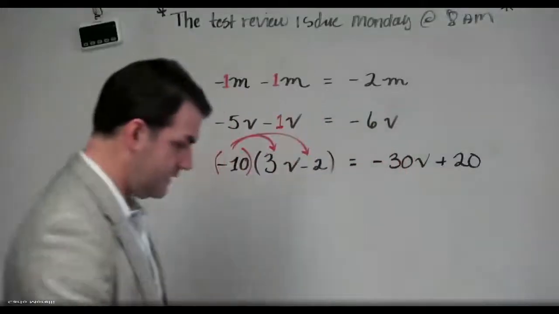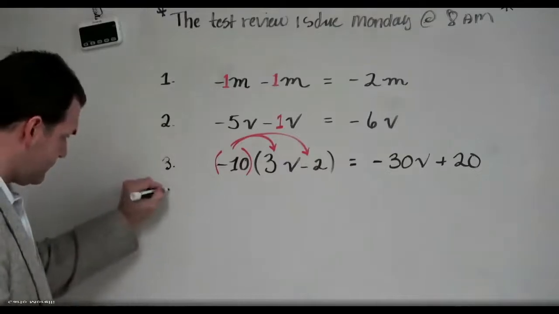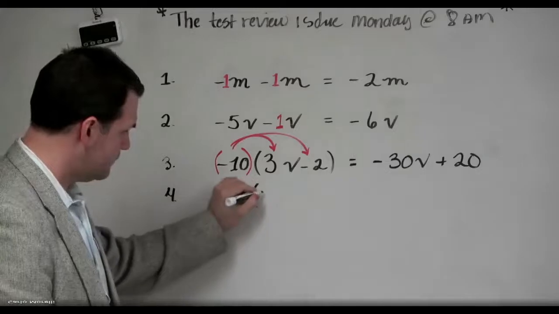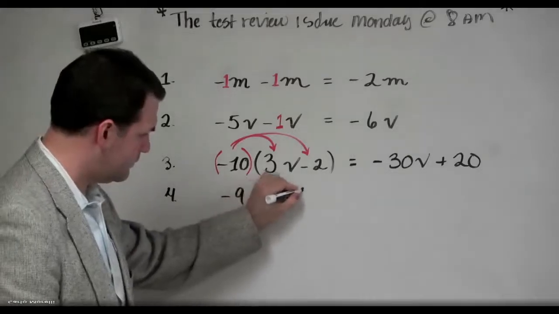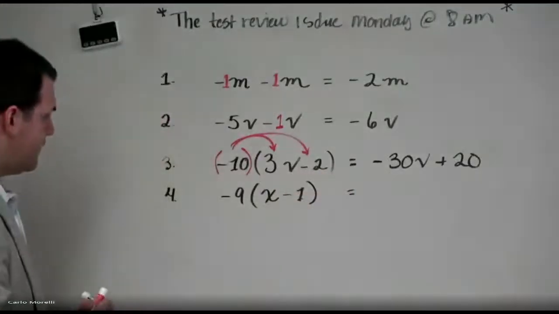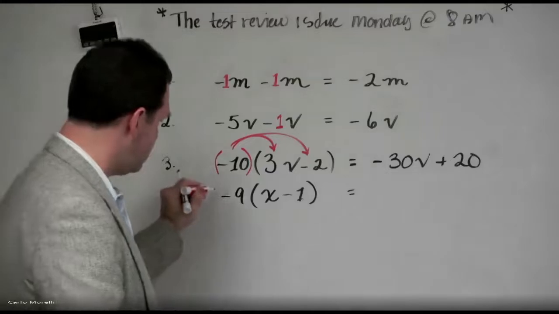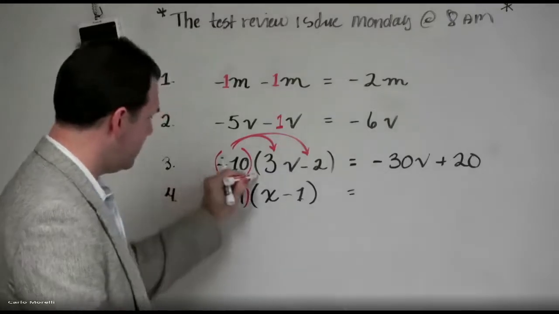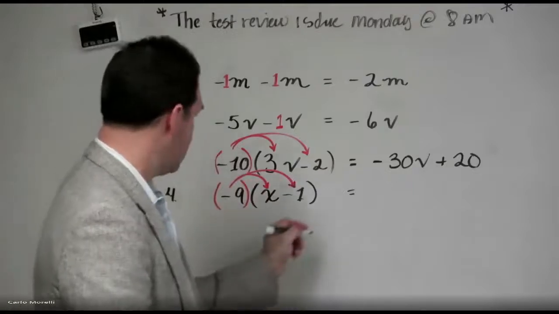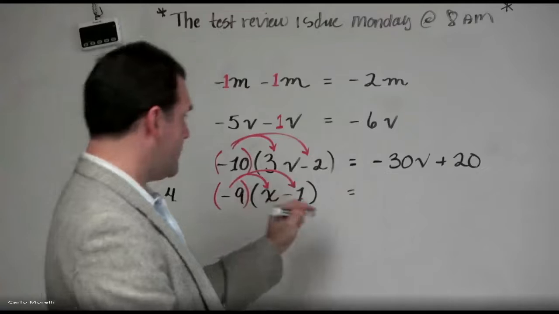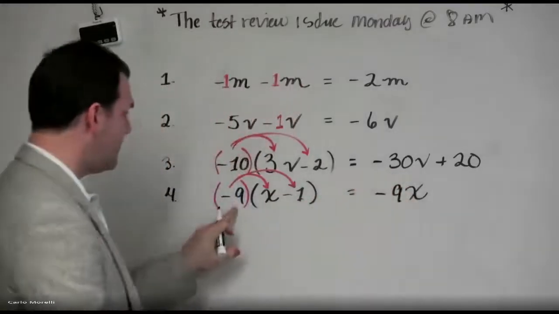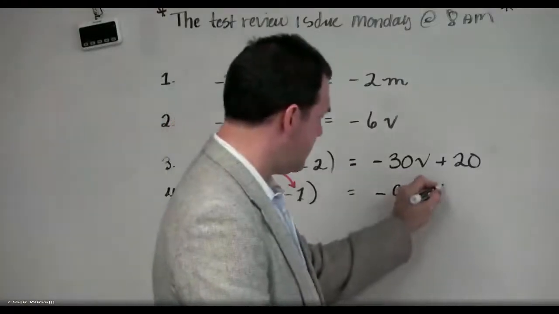Okay, negative 9, open parentheses, x minus 1. Once again, we're going to distribute the negative 9, the whole thing. Negative 9 times x is negative 9x. Negative 9 times negative 1 is positive 9.